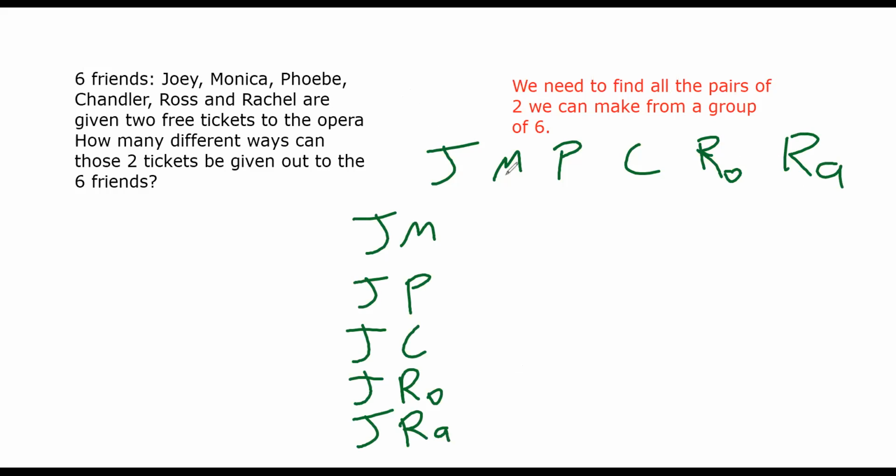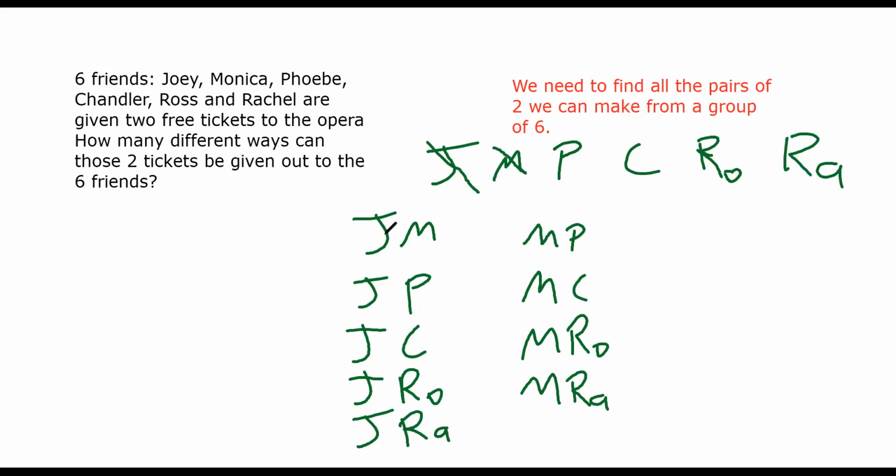Now I'm going to go to Monica. Do I have to worry about going Monica and Joey? No, I've already taken care of that right here with JM. So basically, Joey's already been paired up every possible way. We can cross them off the list. And now I can do Monica and Phoebe, Monica and Chandler, Monica and Ross, Monica and Rachel. And now Monica's already been paired up with everybody. She was already paired up with Joey. It doesn't matter which order we put them. They're just going to the opera together. It doesn't matter if Joey is the first ticket, Monica is the second ticket, or vice versa. That's irrelevant.